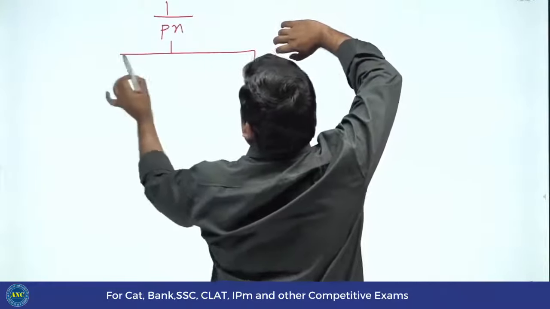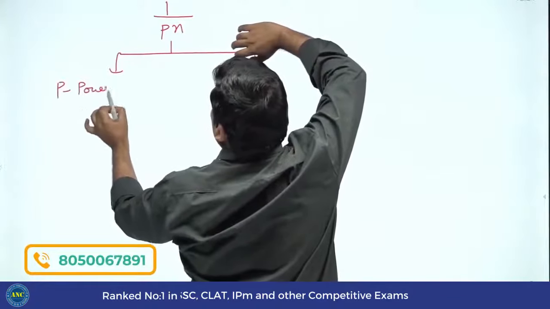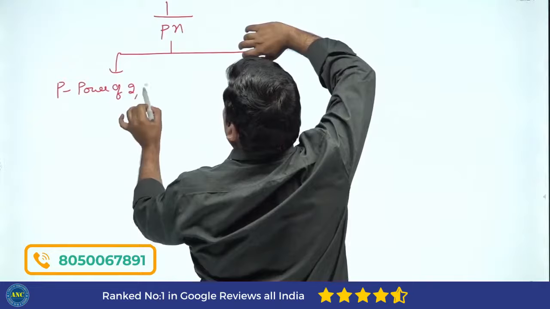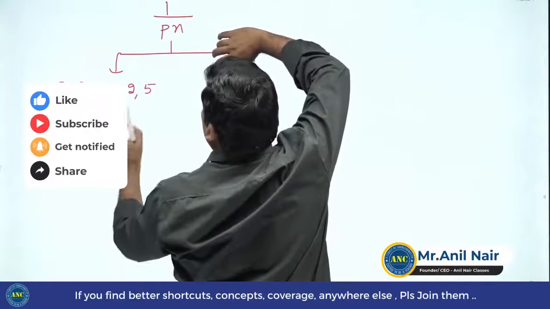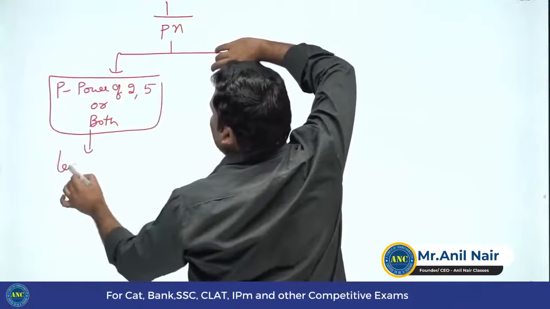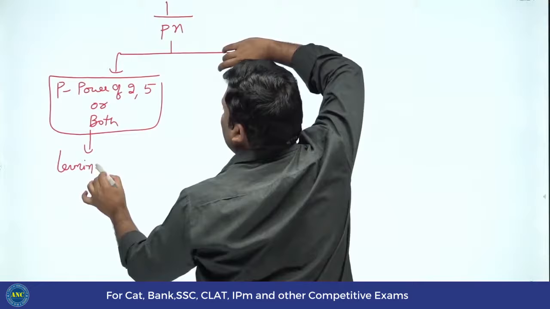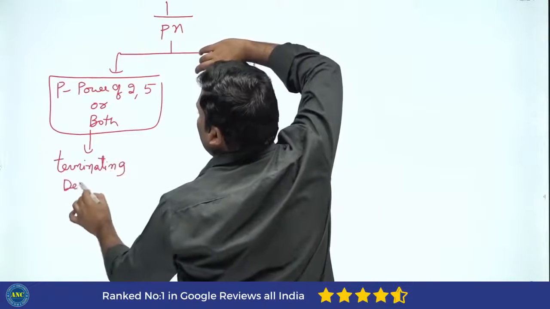Listen carefully. If p is a power of 2 or a power of 5 or a power of 2 and 5, then only it will result in a terminating decimal.